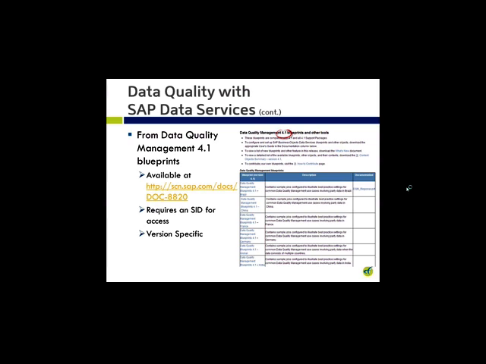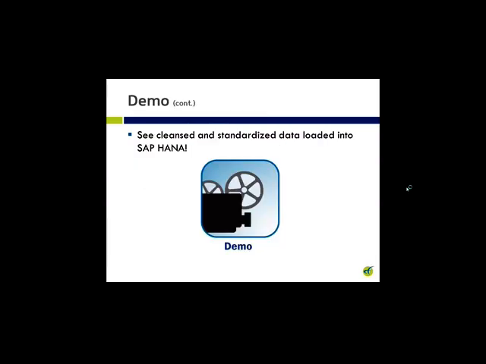The Data Services does provide in-context help menus, and there's a number of blueprints to help you get started. I highly recommend that you visit this website, download these blueprints. They're an excellent way to get started with data quality, to understand how these transforms work, and in many cases you can use them as templates to replicate as you start your data quality implementation. A couple of notes: you do have to have an SAP ID to access this website, and they are version specific, so you want to download ones that match the version that you currently have in your production environment.